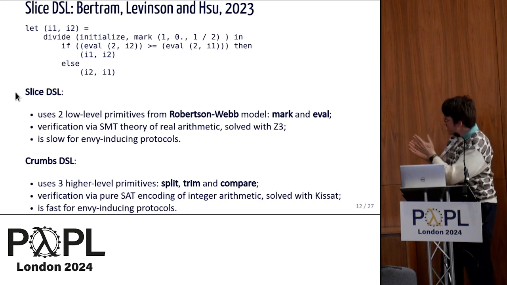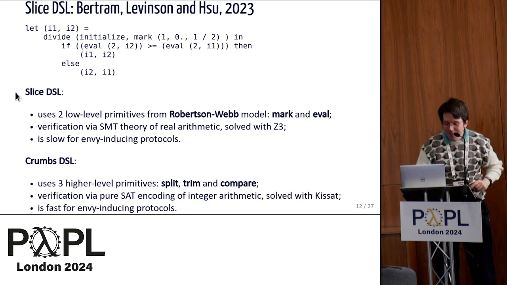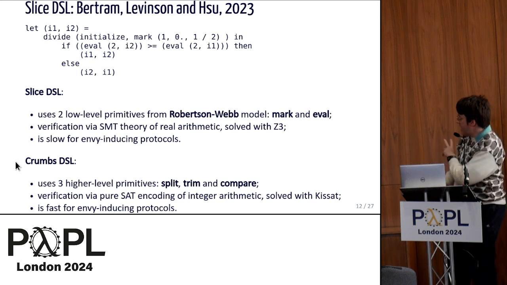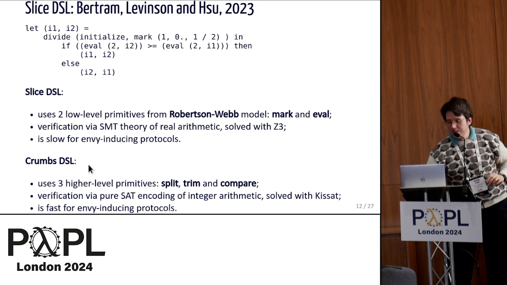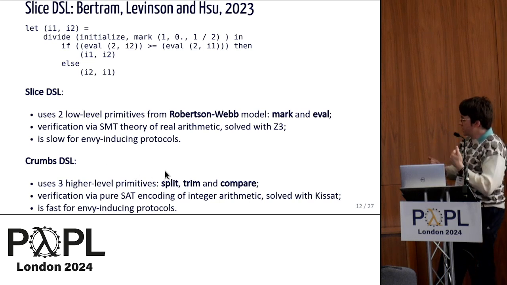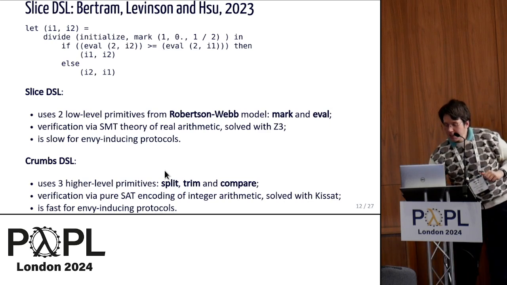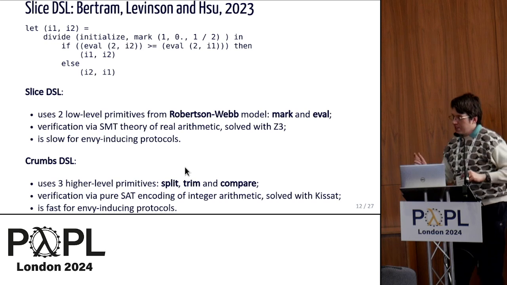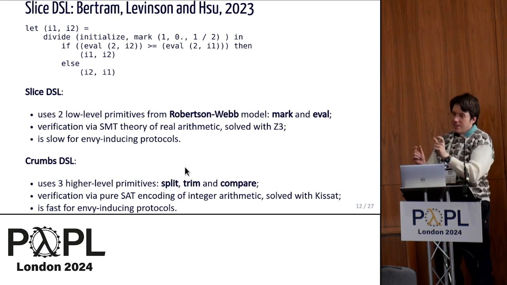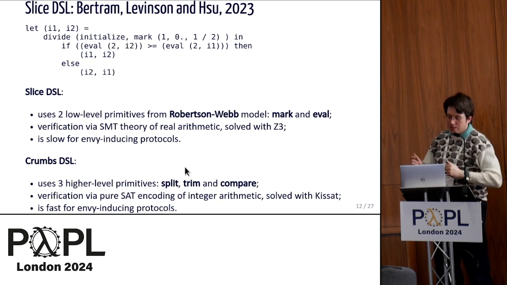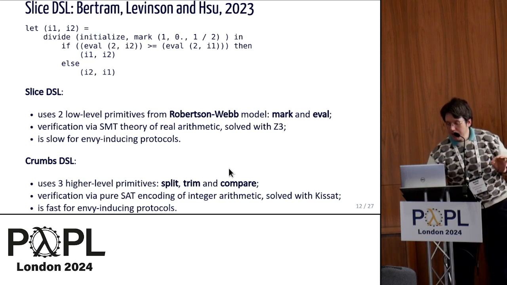Can we fix it? Yes, we can. So in the DSL Crumbs, what we do instead is we adopt a different set of slightly higher level primitives. So we can split a cake into several slices that an agent believes are of equal size. We can take a reference slice and a larger slice and trim a bit off the larger slice so that it's the same size as the reference slice. And we can ask an agent to compare two slices.